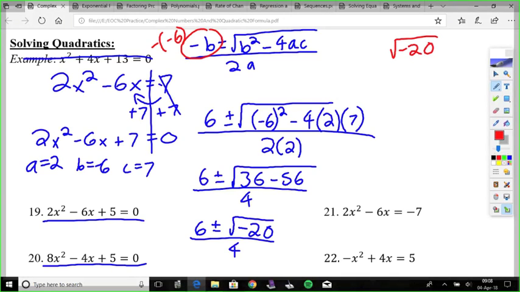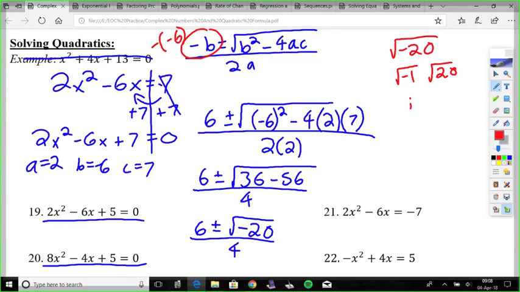Now the first thing is if it's negative, we automatically have i. Because remember, if you separate the negative from 20, the square root of negative 1 is what we call i. So anytime you have the square root of a negative, you're going to have i. All right, but the 20 part, how do we simplify that? Because it's not a perfect square.